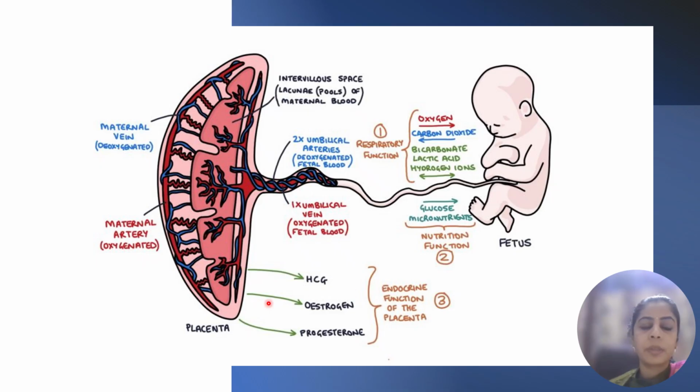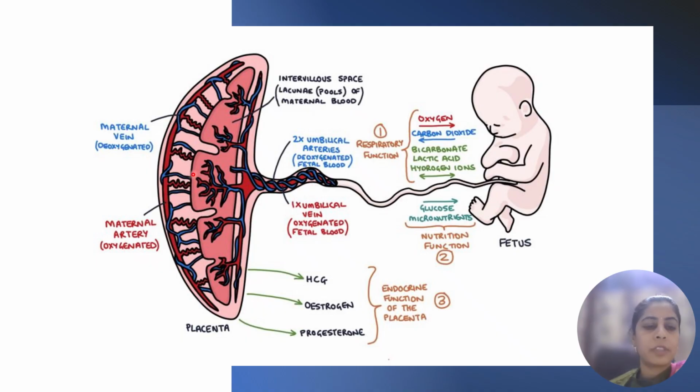So here you can see the picture of placenta. In that, all the functions of placenta are shown. So this is the maternal surface and this is the fetal surface, as we know this, and this is placenta, which has two umbilical arteries and one umbilical vein. So let's start with the respiratory function. So what respiratory functions will the placenta be doing?